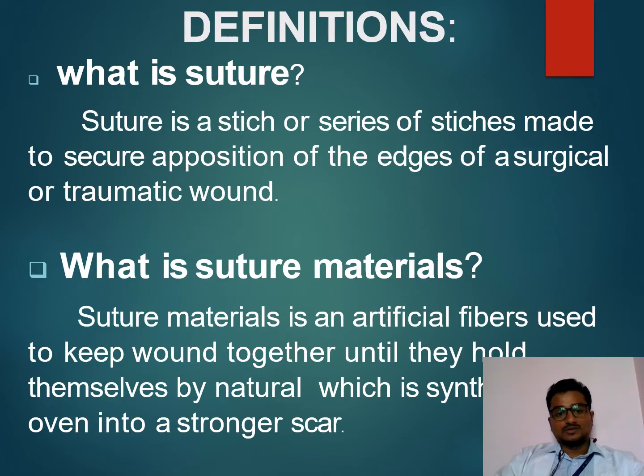Definition: what is a suture? A suture is a stitch or a series of stitches made to secure the opposite edges of a surgical or traumatic wound close together. What is a suture material? Suture material is an artificial fiber used to keep the wound together until it holds itself by a natural, synthetic, woven, stronger scar.